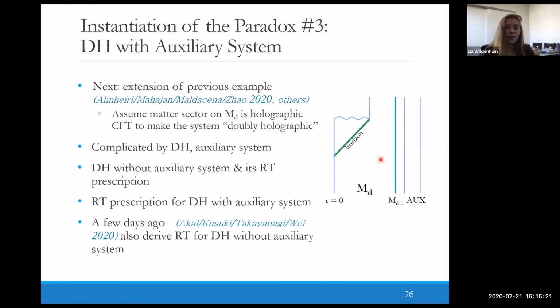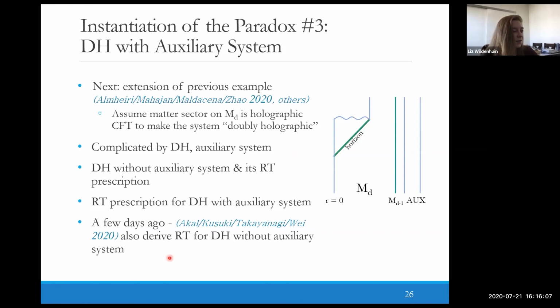And then we can look at an RT prescription or look at calculations using this doubly holographic, this D plus one dimensional level. And so as you can guess, this becomes more complicated. The state paradox is a little bit obscured, complicated by the introduction of the second level of holography, and also there's an auxiliary system. So first, I'd like to describe double holography in general, this additional level of holography, without the auxiliary system, and find the appropriate RT prescription, and then add the auxiliary system and find the appropriate RT prescription in the case where we have an auxiliary system, and then we can apply it to look at this third instantiation of the paradox.